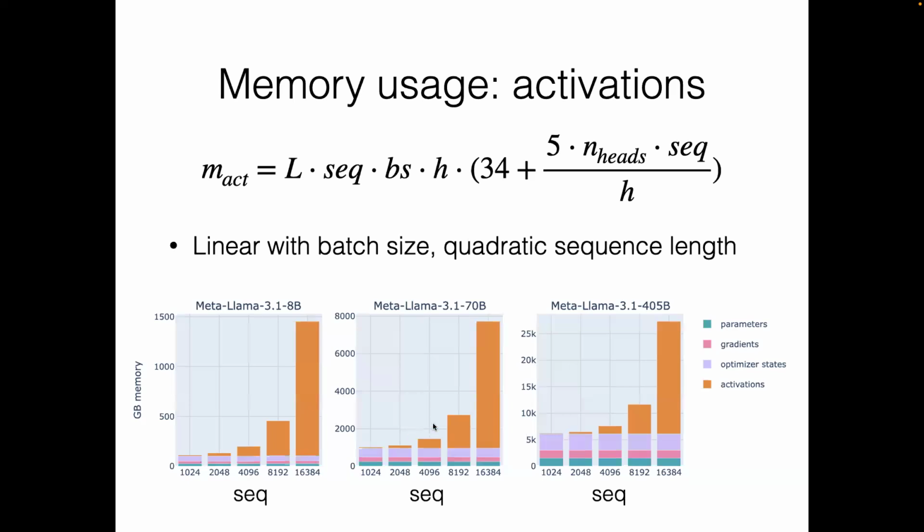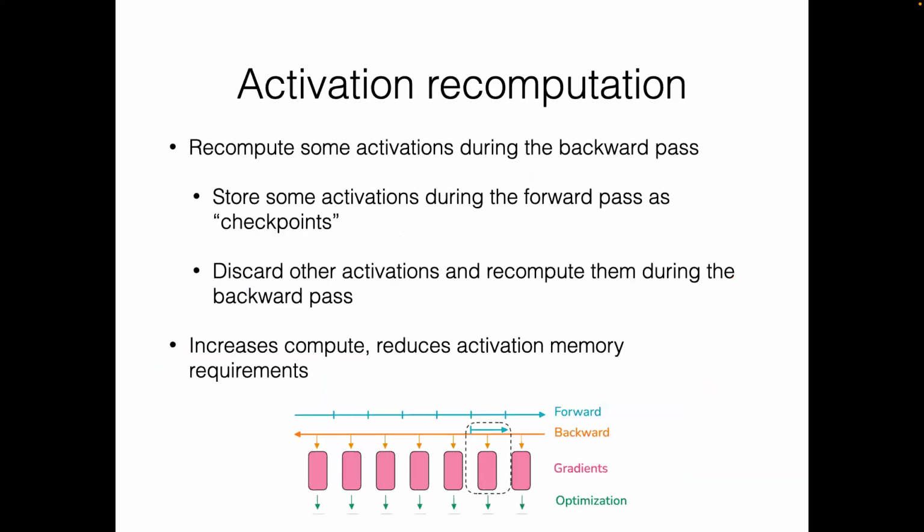Okay, so if we can somehow reduce the memory requirements for the activations, then these at least look smaller. Maybe there's more hope. So it turns out that there are tricks to save memory here. One is called activation recomputation or activation checkpointing.